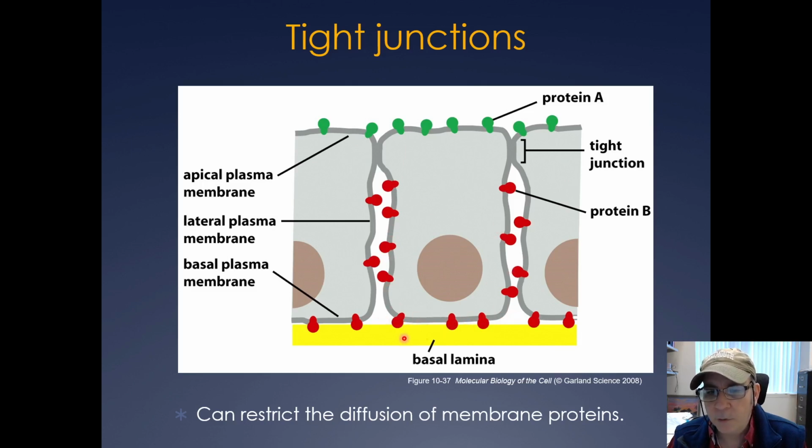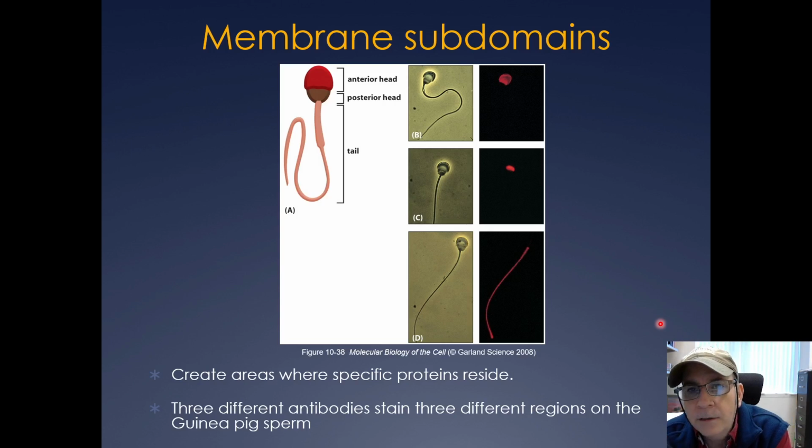These oftentimes will connect to the basal lamina. Ultimately, these tight junctions basically restrict the diffusion of plasma membrane proteins and create a polarized state. You can see that in a lot of cell types where cells create membrane subdomains. If you look here, you have a guinea pig sperm with the anterior head, the posterior head, and then the tail. These all represent different domains on the sperm, and you can label different proteins. So here's the anterior head, the posterior head, and the tail domain.